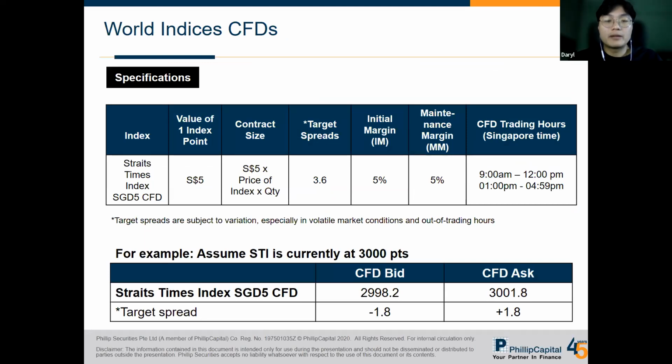If you read our website, you'll probably have seen this. So how do you read it? Using an example of STI, we can see that the value per point is $5. Essentially, what we are trying to say is if STI goes up by $1, we'll be profiting $5. If STI goes down by $1, we'll be in loss of $5. And the target spread is 3.6, which you can refer to at the bottom portion.